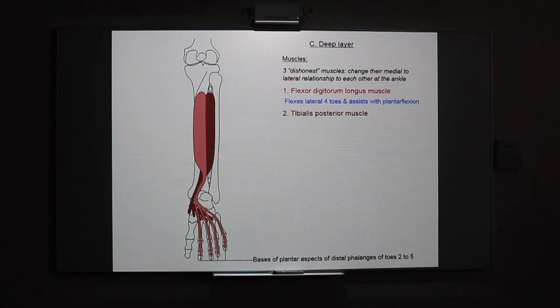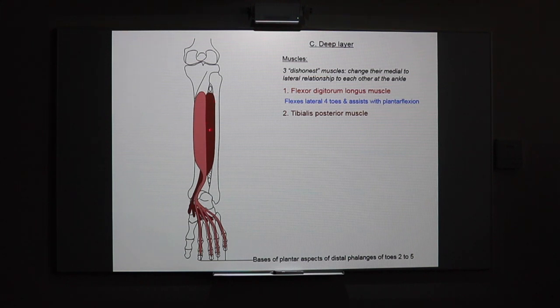So they are now changing position. The flexor digitorum was mainly medial in the leg, and as it passes below behind the medial malleolus, it has become lateral to the tibialis posterior muscle. This tibialis posterior muscle is inserted to the navicular bone. It is attached to the medial cuneiform, and it is also attached to the second, third, and fourth metatarsal bones. So it is attached to the cuneiforms, the navicular bone and the metatarsal bones.